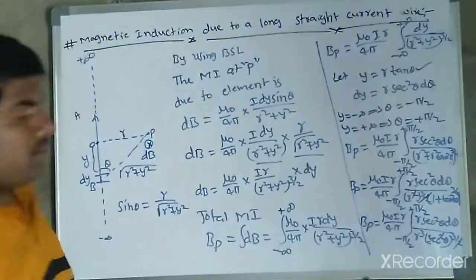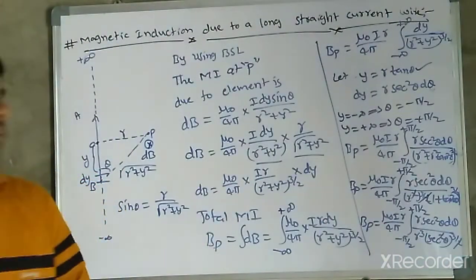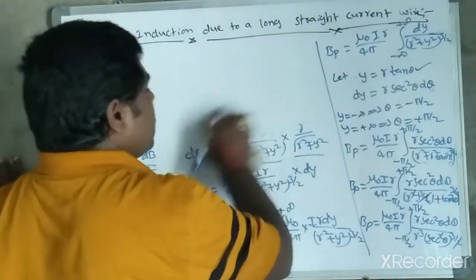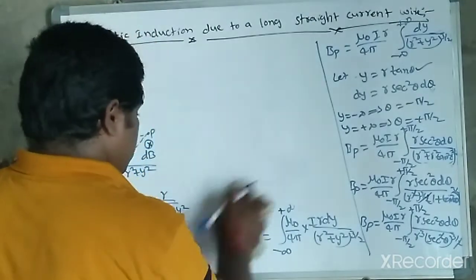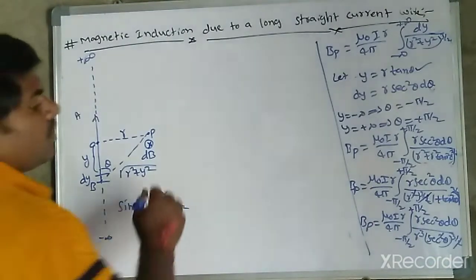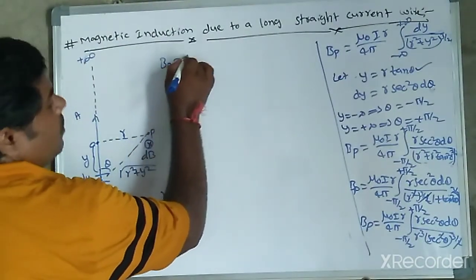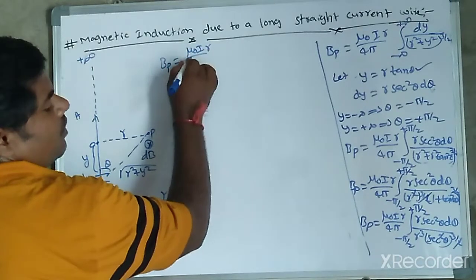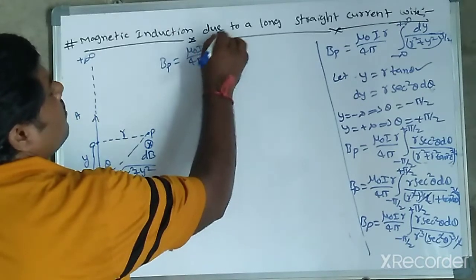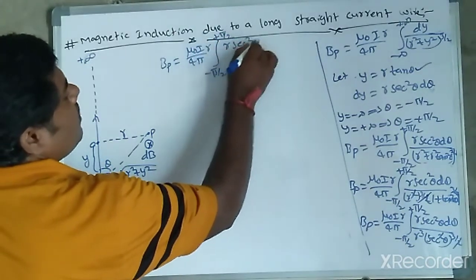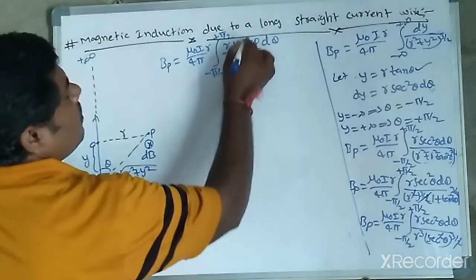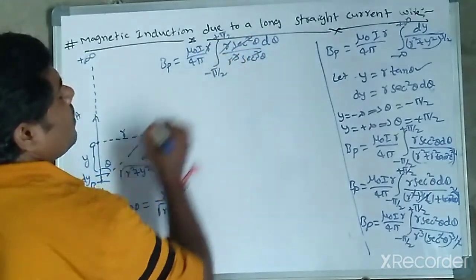So here the final value of this one, please listen to me. Bp should be equal to mu naught I into r divided by 4 pi, integral from minus pi by 2 to plus pi by 2 of r into secant square theta by r cube into secant cube theta into d theta. This square cancels, this one also cancels.